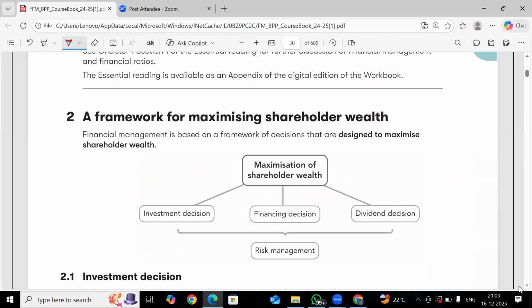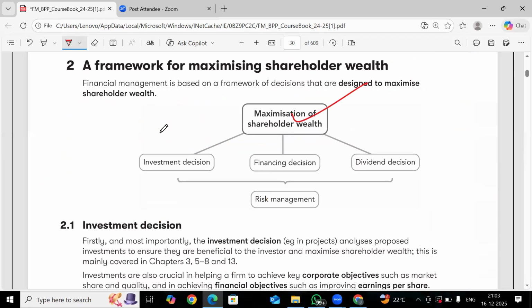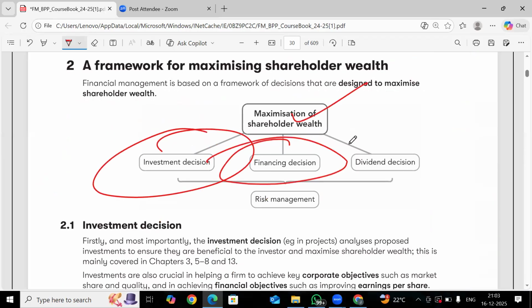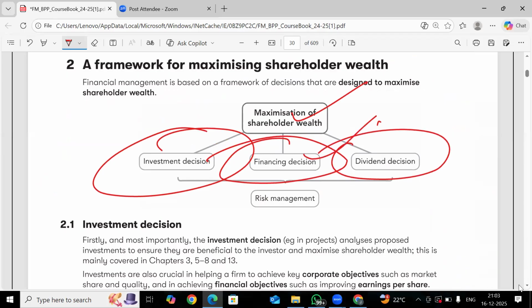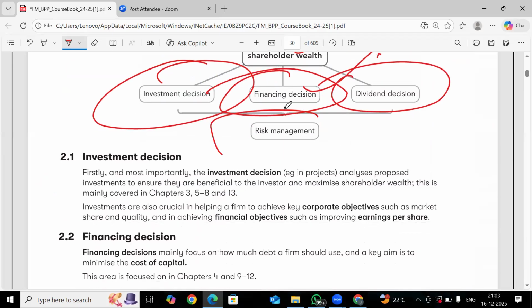See, to maximize shareholders' wealth, there are three types of decisions the management should take. We have already discussed this, and also I told you that risk management is integrated with all these decisions. So it is very essential to integrate this with all the crucial decisions the organization takes. Fine.